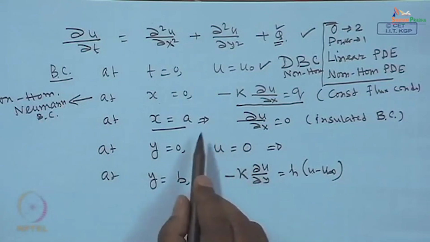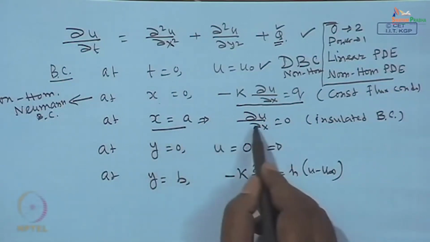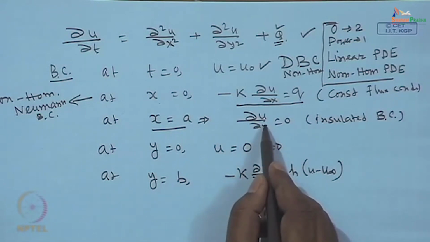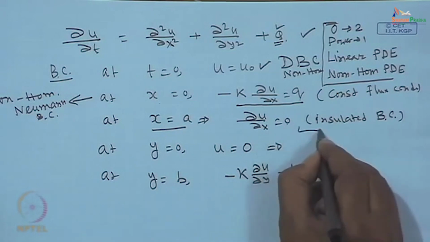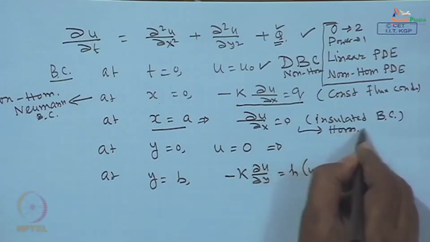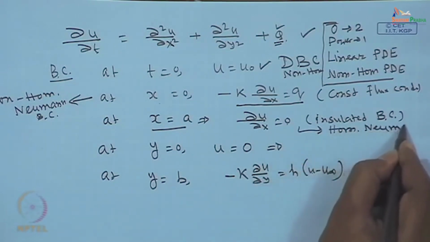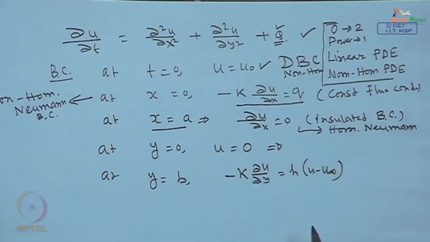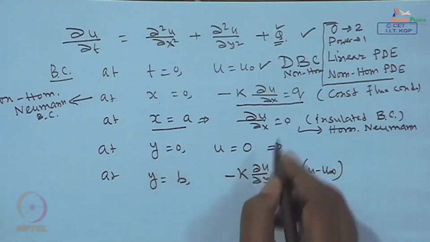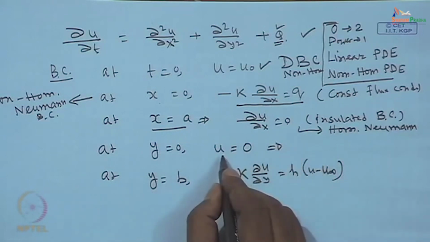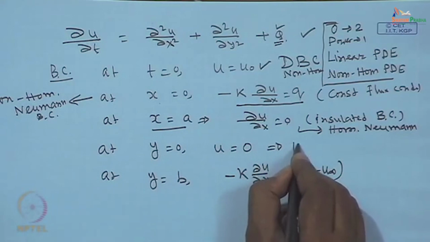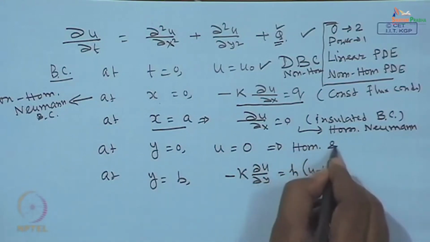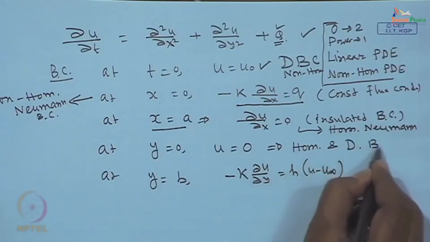Now, let us look into this condition. At x is equal to a, del u del x is equal to 0. The derivative of u is specified, and the right hand side is 0. So, this is a homogeneous Neumann boundary condition. And y is equal to 0, u is equal to 0. The value of the dependent variable is specified. So, this is homogeneous, and this is a Dirichlet boundary condition.